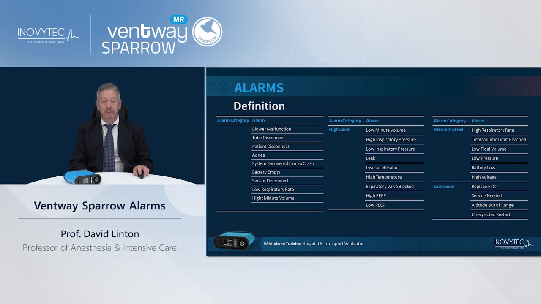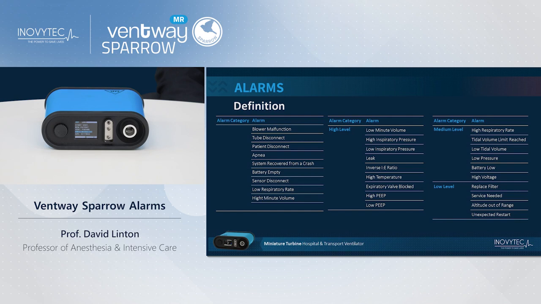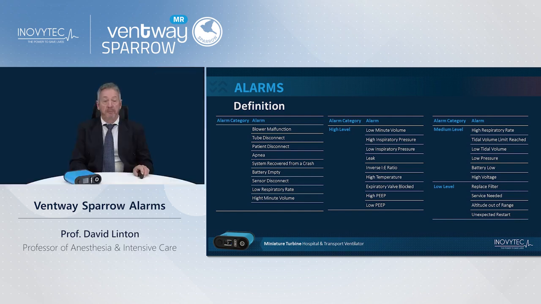The medium and low level will be yellow or a lighter color, and the low level will just be a white screen with a beep. It's very important that you recognize that all the high level alarms that are possibly needed are determined.